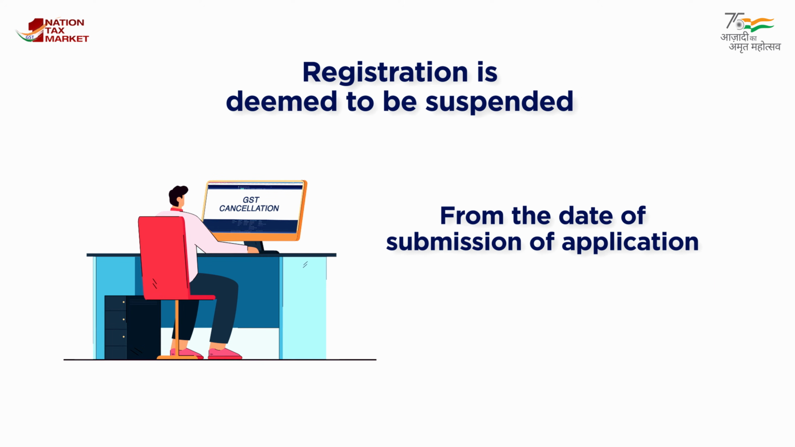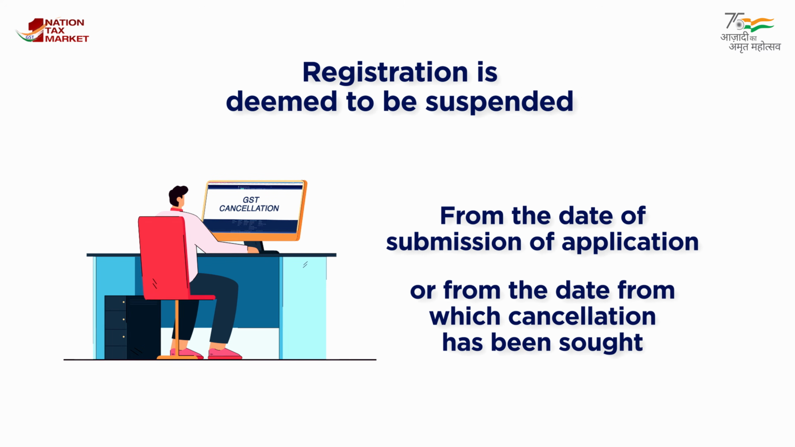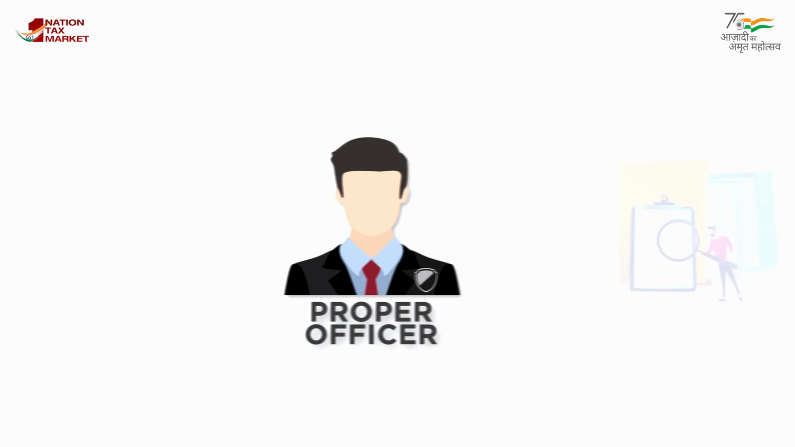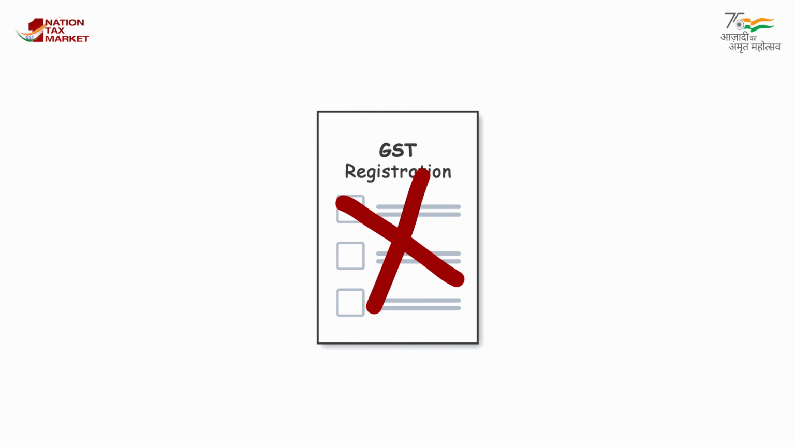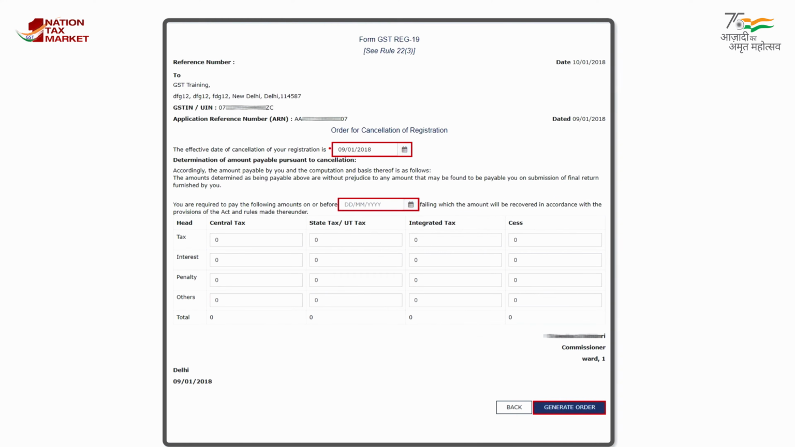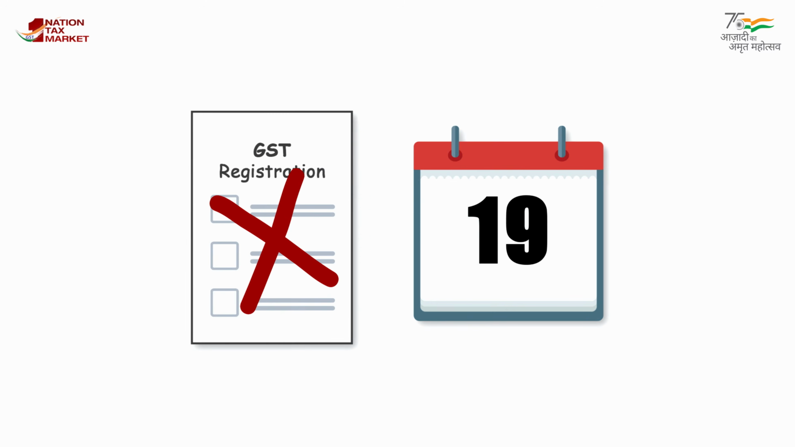From the date of submission of application or from the date from which cancellation has been sought, the registration is deemed to be suspended. The proper officer shall, after conducting the necessary inquiries, cancel the registration by order in Form GST REG-19 within 30 days from the date of application.